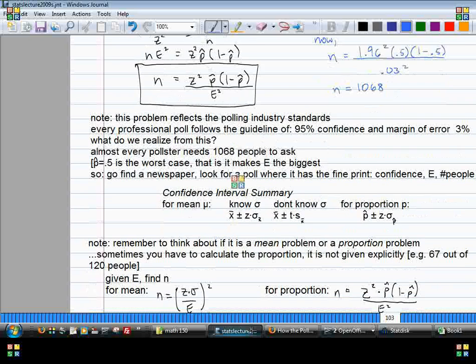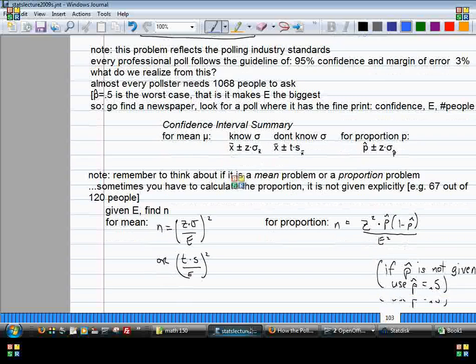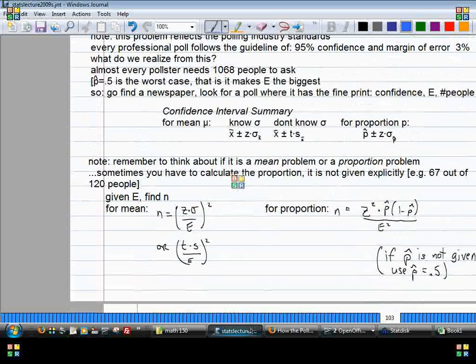And then finally, we saw sometimes we're given a constraint for what the margin of error E should be, and then go ahead and find n, and then we have formulas for that. On the one side in case we're dealing with means, on the other side in case we're dealing with proportions. Okay. So that's this whole topic boiled into half a page. All right.